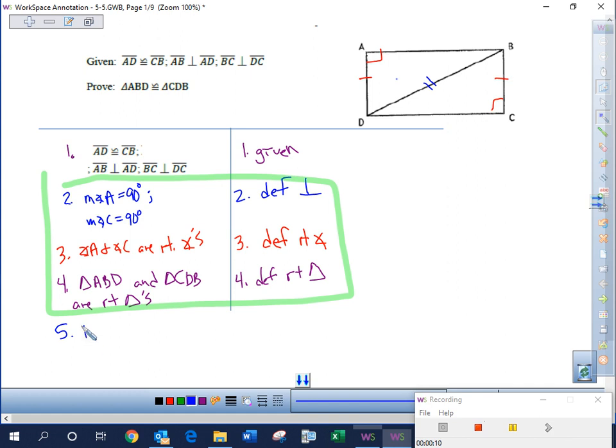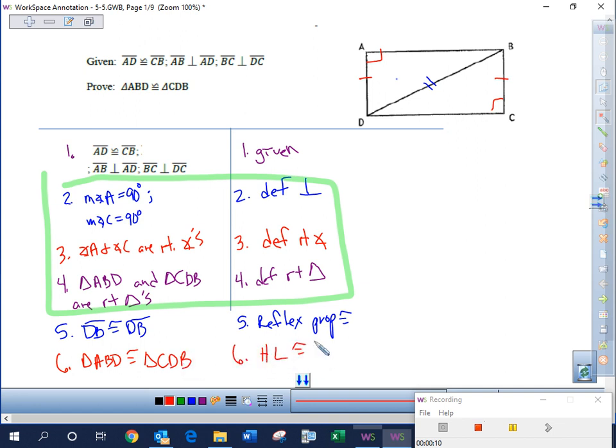That segment DB is congruent to segment DB by, that's the reflexive property. We're getting really good at that, of congruence. Don't forget that little nugget. And now we've got tick marks on the hypotenuse, we've got a tick mark on the leg, and we have right triangles. So we can finally say that triangle ABD is congruent to triangle CDB by hypotenuse leg congruence theorem.